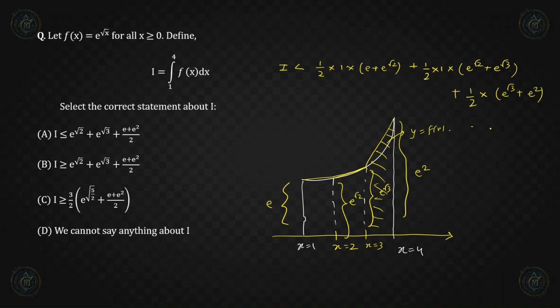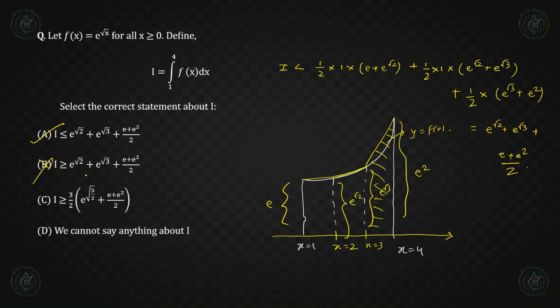That simply becomes half times, this we can simplify as e to the power root 2 times 2. So this 2 and half get cancelled. That means we can write this thing as e to the power root 2 plus e to the power root 3, because we have 2 e to the power root 3, plus then we have e plus e square divided by 2. So we can see clearly this matches with option A. So option B is definitely false, right?